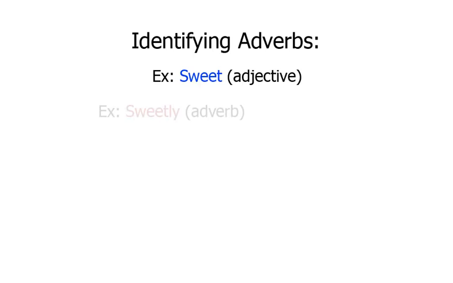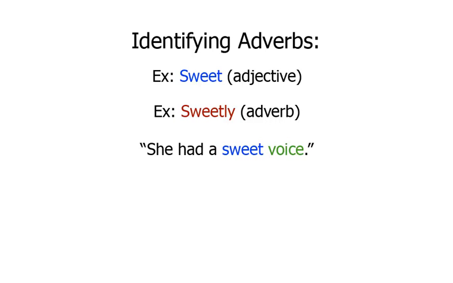Often, though, when you have an adjective like sweet, that would normally describe a noun or a pronoun, like we talked about in the last video, to make that an adverb and have it describe a verb or an adjective or another adverb, add the letters ly to it. In the adjective form, you might say, she had a sweet voice, with the adjective sweet modifying the noun voice. And in the adverb form, she spoke sweetly, with the adverb sweetly modifying the verb spoke.